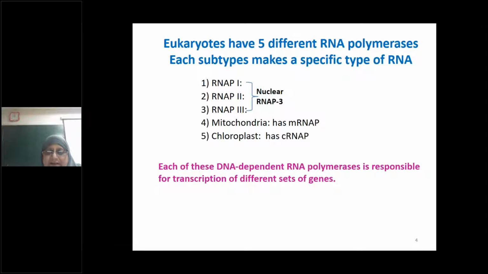Now we said here there are 5 types of RNA polymerases. The first 3, RNA polymerase 1, 2, and 3, are nuclear RNA polymerases, while the 4th one is mitochondrial, and the 5th one is a chloroplast RNA polymerase enzyme. Each of these DNA dependent RNA polymerases is responsible for the transcription of different sets of genes.